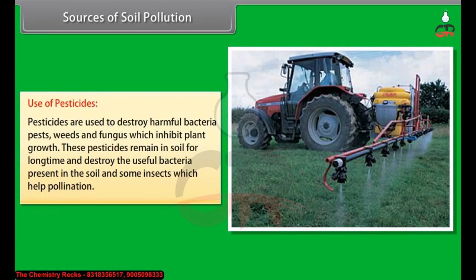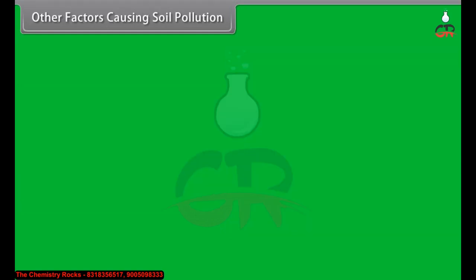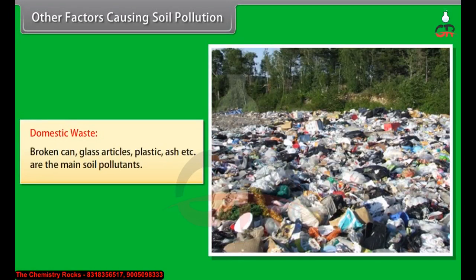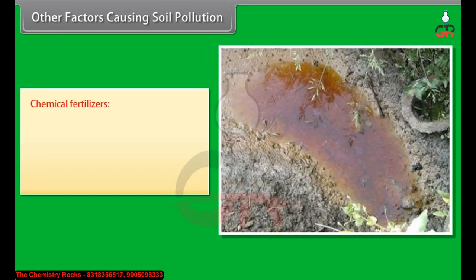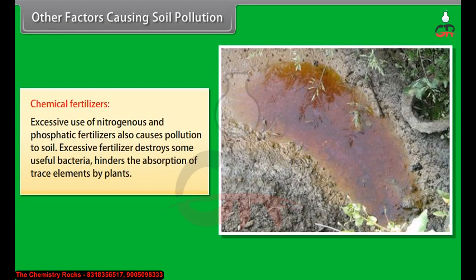These pesticides remain in soil for a long time and destroy the useful bacteria present in the soil and some insects which help pollination. Other factors causing soil pollution: domestic waste, broken glass articles, plastic, ash, etc. are the main soil pollutants. Chemical fertilizers: excessive use of nitrogenous and phosphatic fertilizers also causes pollution to soil. Excessive fertilizer destroys some useful bacteria and hinders the absorption of trace elements by plants.